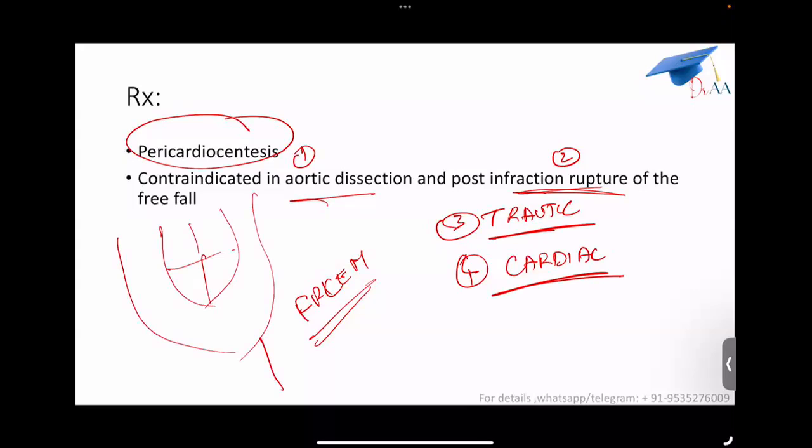What happens if there is a free wall rupture here? The blood is going here. You keep aspirating, the blood will keep coming still faster and faster. At least if you don't aspirate, it will cause a tamponade effect, and a clot might form there. Same thing holds good for traumatic cardiac arrest or an aortic dissection, because the blood is coming continuously in.